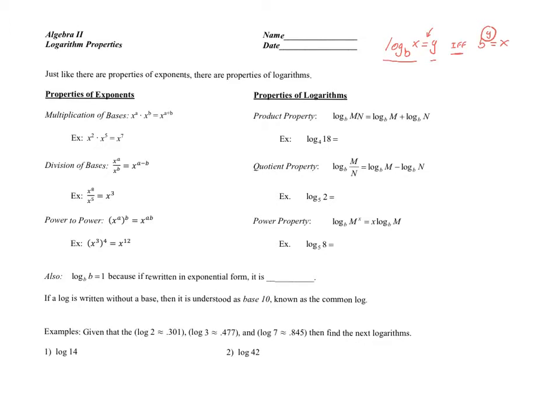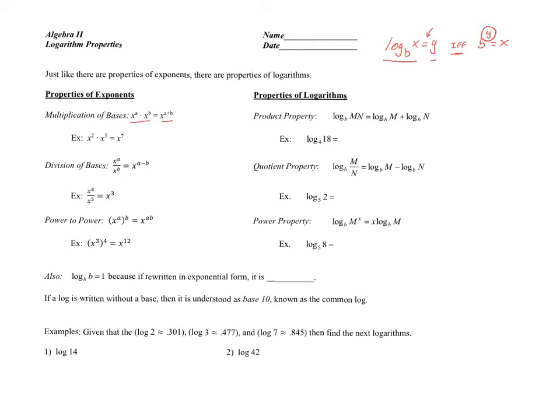And if that's the case, then the properties of logarithms should mirror the properties of exponents. What I've done here is listed the properties of both exponents and logarithms, and we can see the relationship between the two. These properties of exponents you learned back in Algebra 1. When we multiply bases, we know that we can add the exponents. So when we multiply x to the a power times x to the b power, we get x to the a plus b. Well, let's take a look and see how that manifests itself with logarithms.